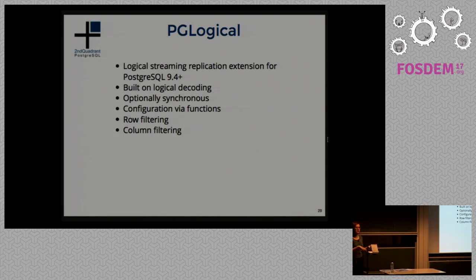So what is pglogical? Since we have logical decoding in Postgres now, we can have extensions that do logical replication. This is an extension for logical streaming replication, available after logical decoding, basically 9.4. And it is optionally synchronous. Logical decoding allows us, as we saw in the previous slide, to configure it via functions, and you can do row filtering and column filtering. That is, you can do selective replication. Now your limitations are fewer, you are more flexible than with physical replication, and you can use it for many reasons, for your BI, and you can have different data sets on different platforms. So it is better in these use cases. And you can do major release upgrades, because in physical replication we are limited to the same version. But here, we are not limited to that. We can go from 9.4 to 9.6, for example, for upgrades.